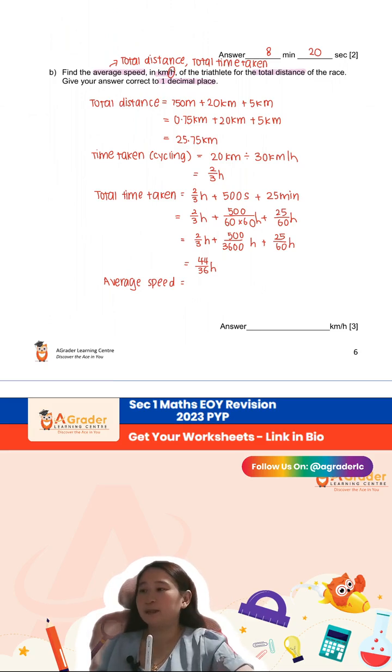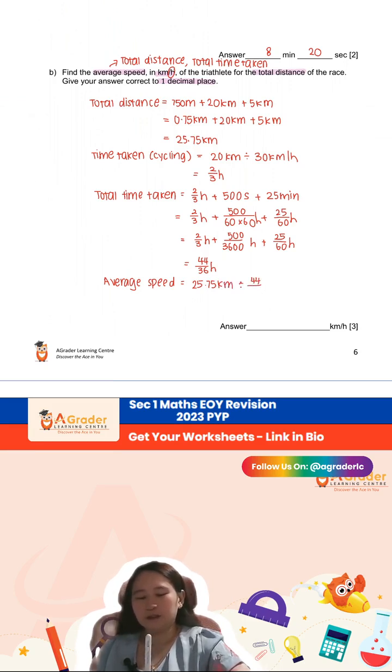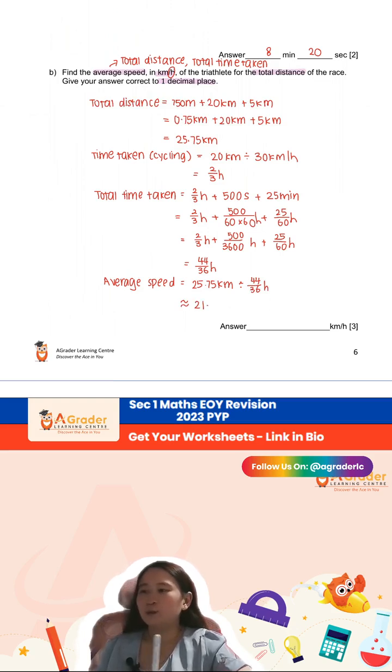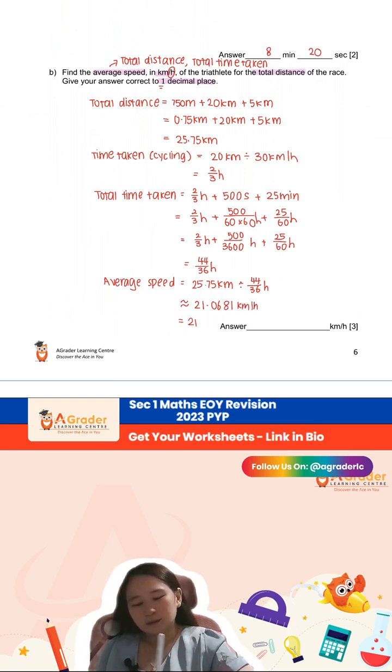So 25.75 kilometer, you divide by 44/36 hour. It's approximately 21.0681 kilometer per hour. They ask you to correct to one decimal place, so it will be 21.1 kilometer per hour to 1 dp.